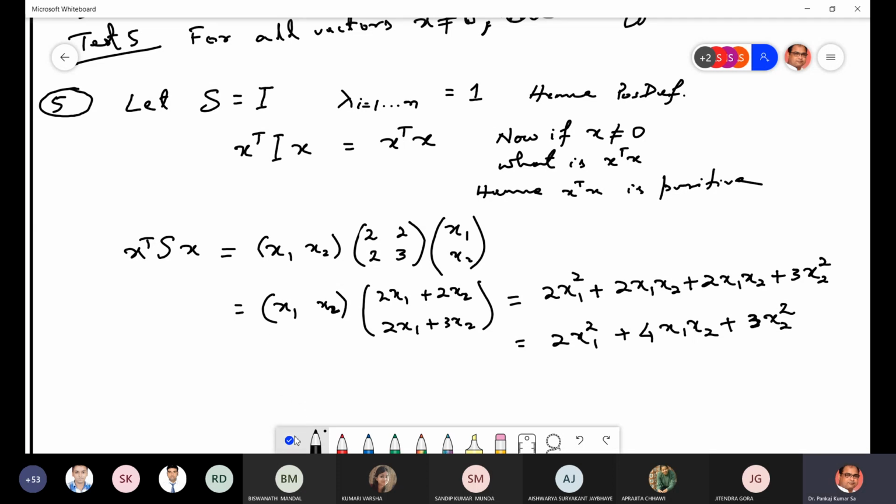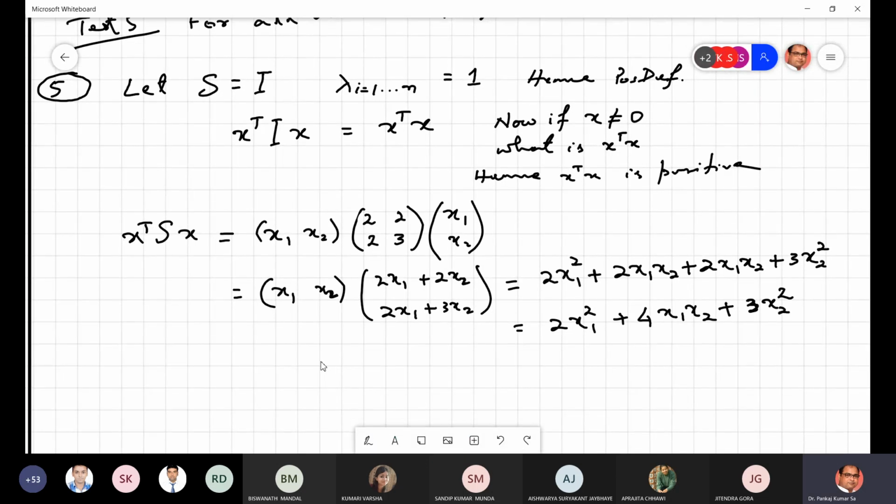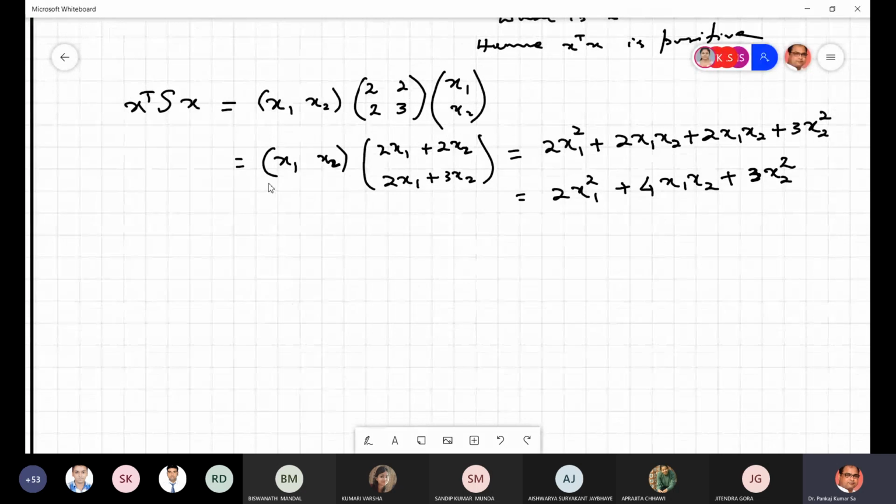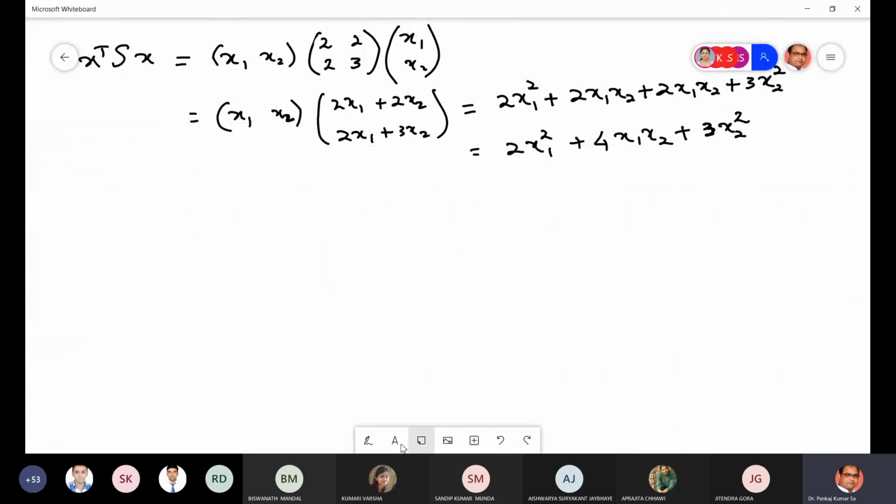Now, can you say that this quantity, this polynomial, would ever be negative? Is it possible? There are different ways I can show whether this is positive or negative, but just think about it. In any way, can you say that this polynomial would ever be negative?